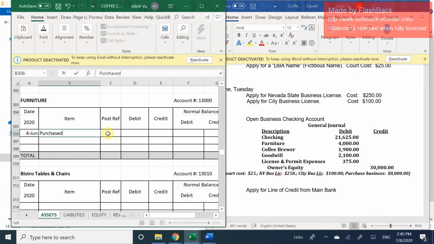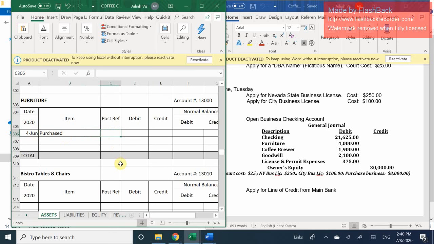Okay, so I found my furniture account. And here I'm going to indicate the date. It was June 4th. I'm going to indicate my item description. They're pretty much the same thing, whatever you want to write in here. I'm going to say purchased, because I don't need to write furniture since I'm already in the furniture account. So I'm just going to write purchased.